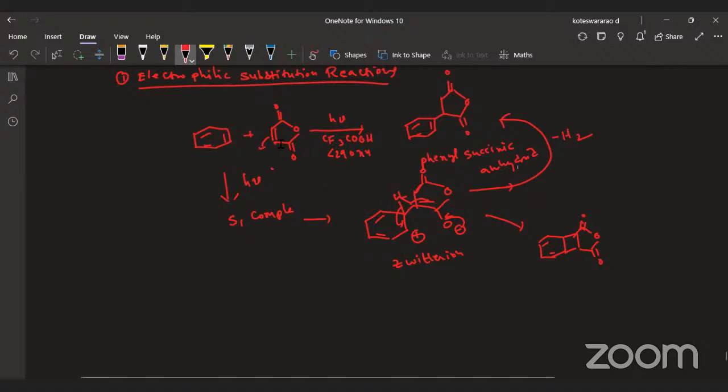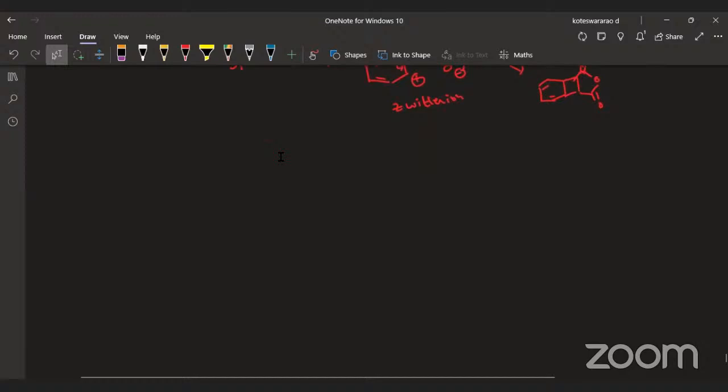Now, these are only a few examples of photo electrophilic substitution reactions. When you come to aromatic compounds under photochemical condition, the majority of the substitution reactions are nucleophilic substitution reactions. Now coming to the nucleophilic substitution reactions.